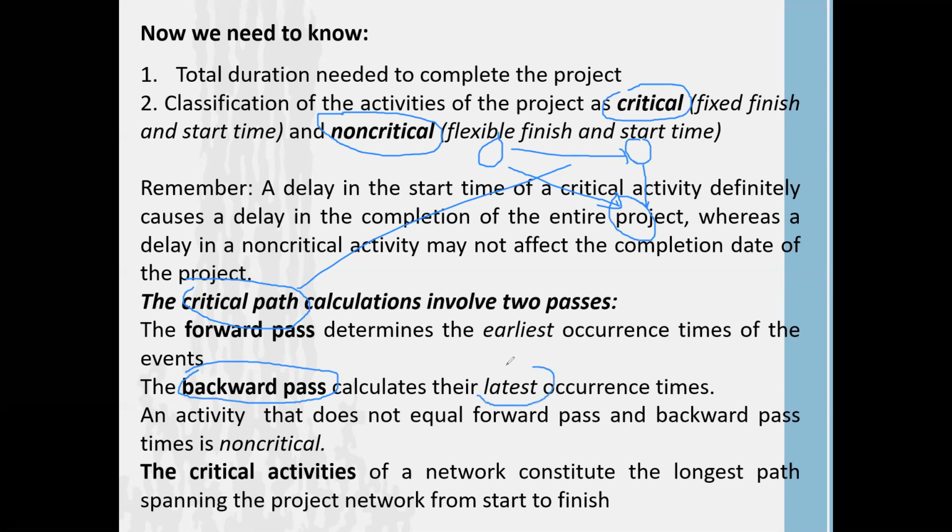Here we are calculating the shortest time period. Here, earliest means we are calculating the highest time period. Okay, so an activity whose forward pass and backward pass are not equal, we identify as a non-critical activity. So how do we identify critical activities? Critical activities are those where the forward pass, FP, should equal the backward pass. Don't worry about the forward pass and backward pass now. We will discuss them in the next slide. Just remember these 2 points.